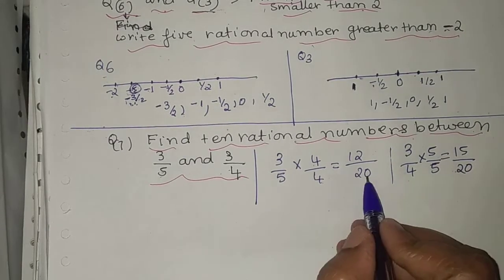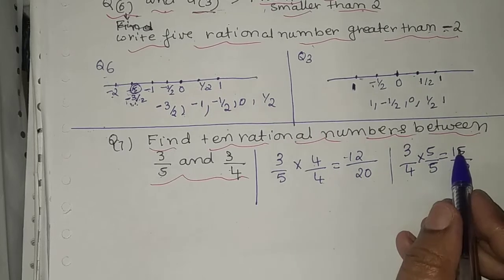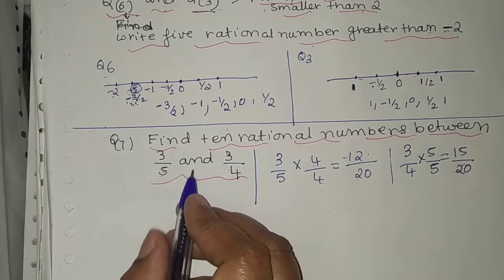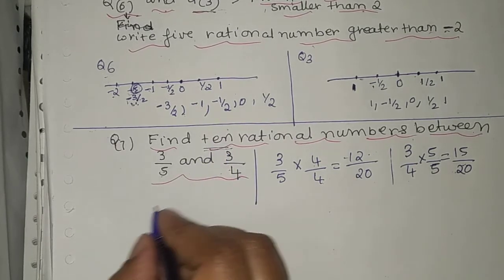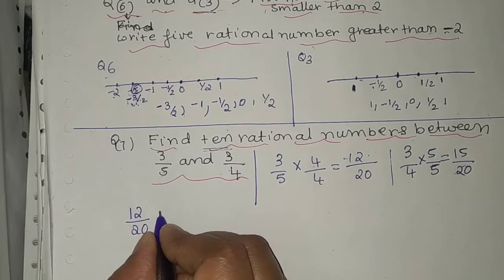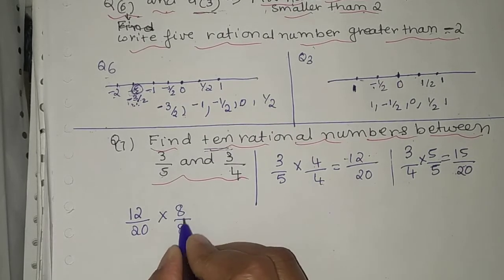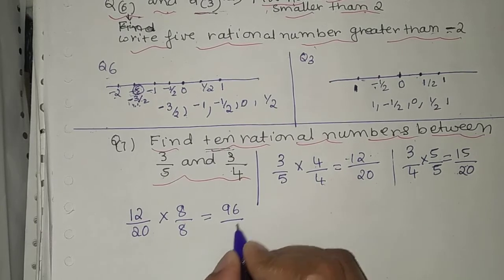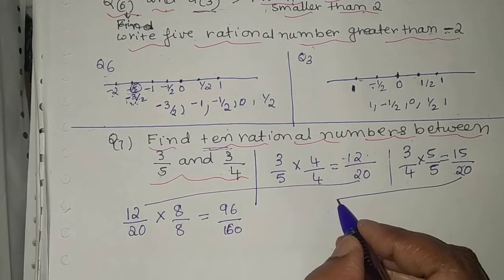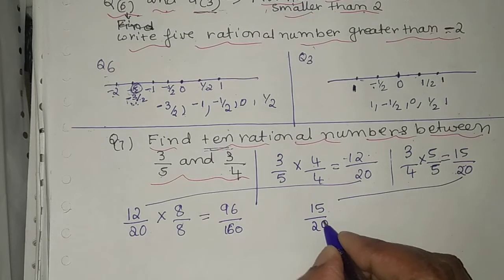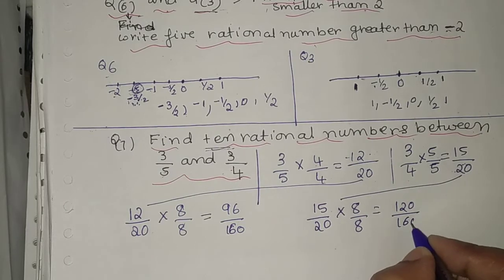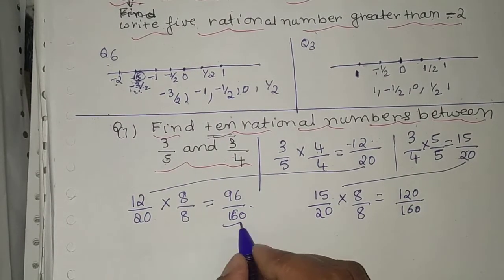Let's see how many numbers come between 12 and 15. We get only one number, 13. Since they asked for 10 numbers, we have to multiply by a greater number. I checked with 6, but it's not possible. We move on to 8. We will multiply both the numbers by 8. So we get this one as 96 by 160. Again, 15 by 20 into 8 by 8 will become 120 by 160. Now we have to find the numbers between these two.